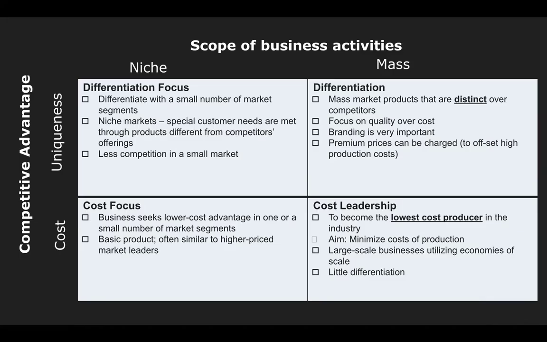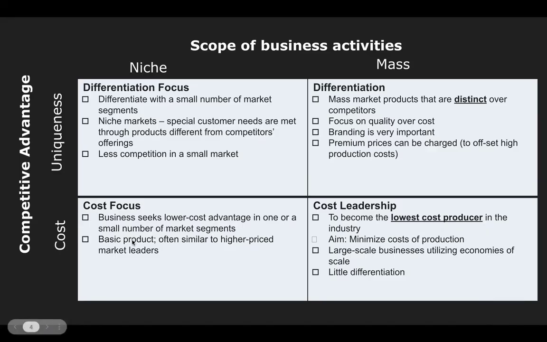Those are the types of businesses that will use that very large scale model to become the lowest cost producer, with very little differentiation in quality over products, things like that.